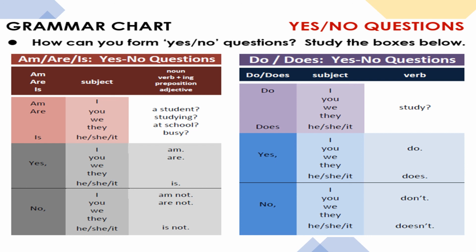What about does? As we know, does takes singular pronouns. Like this. It will be yes, he does. Yes, she does. Yes, it does. This is if you accept the question. What about if you refuse? If you want to say no, how can you say no?